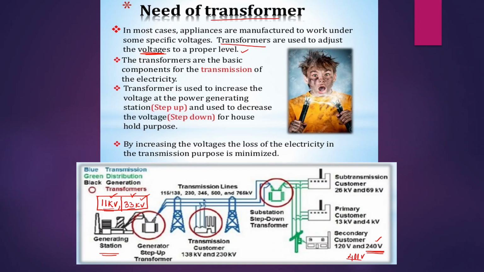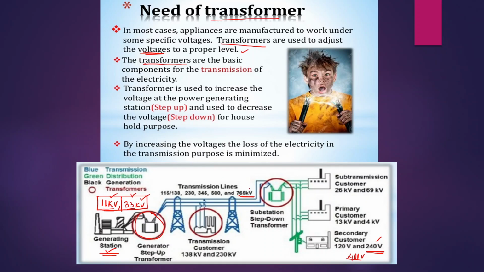A transformer is used to change one level of voltage to another level. It can increase the voltage from one level to another, and it can decrease the voltage from one level to another. Now let us see the basic components in a transmission line: transformers. Let us go back to the generating station. Here we are producing the power at 11 kV or 33 kV. Here this 33 kV will be increased to 765 kilovolts.